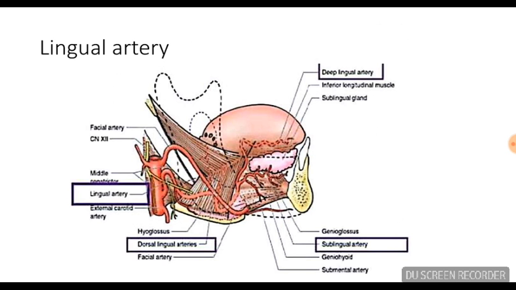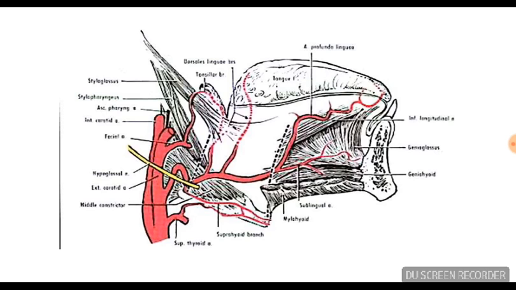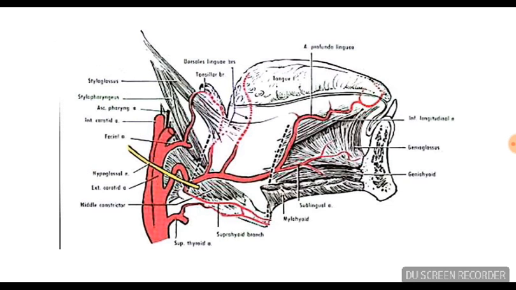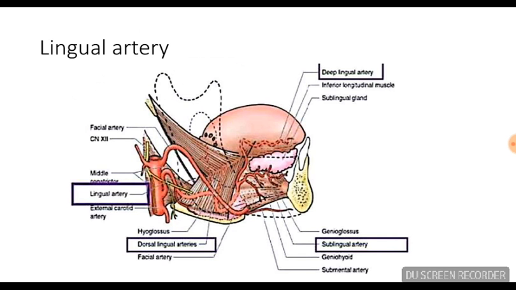Lingual artery. The lingual artery is present above the hyoid bone. It is divided into three parts by the hyoglossus muscle. The first part is present beside the middle constrictor muscle. You may see it here.